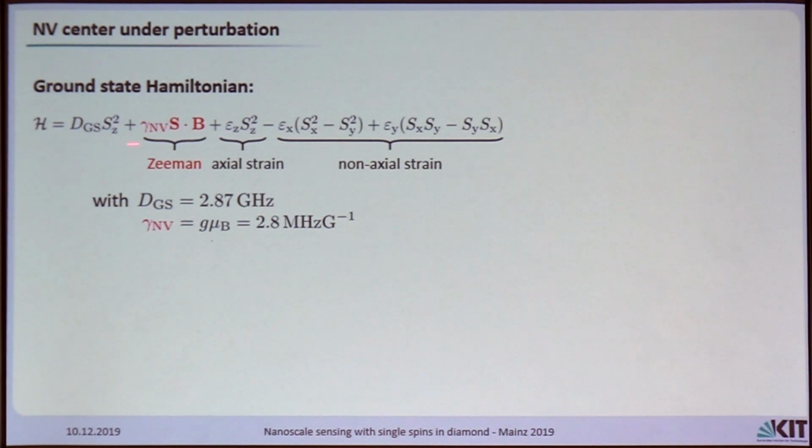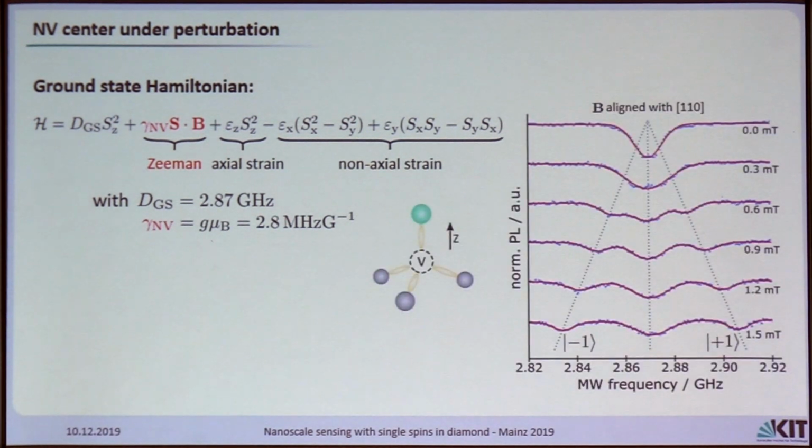So we have the zero field splitting, which is for the ground state 2.87 gigahertz. Then we have just a typical classical Zeeman splitting by an external magnetic field. So we lift the degeneracy of our plus-minus state. And the coupling here is 2.8 megahertz per Gauss. And now comes the strain.